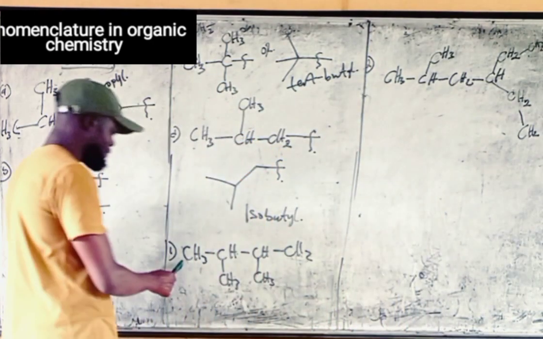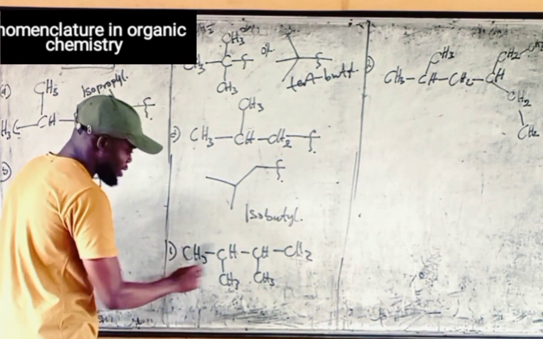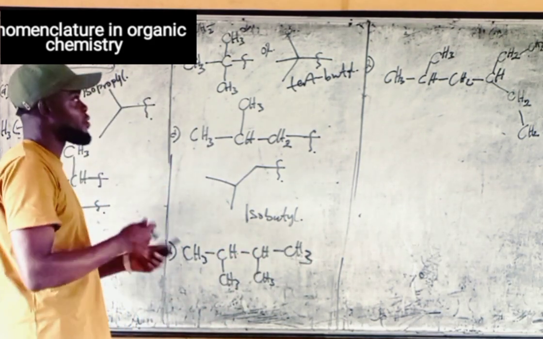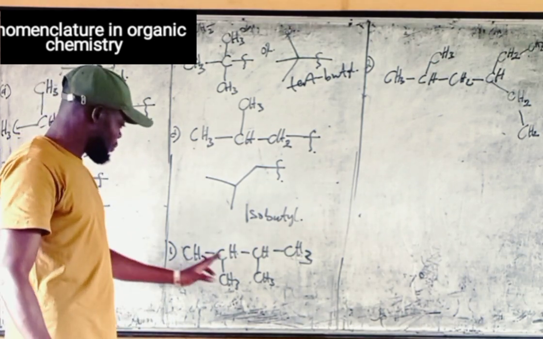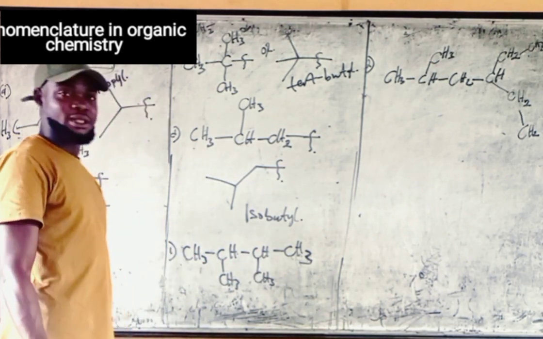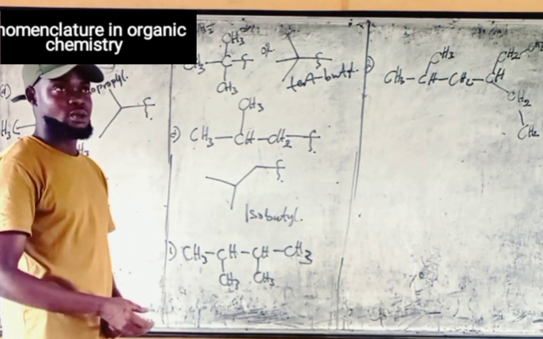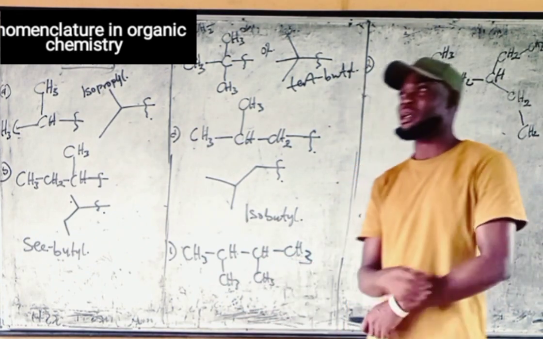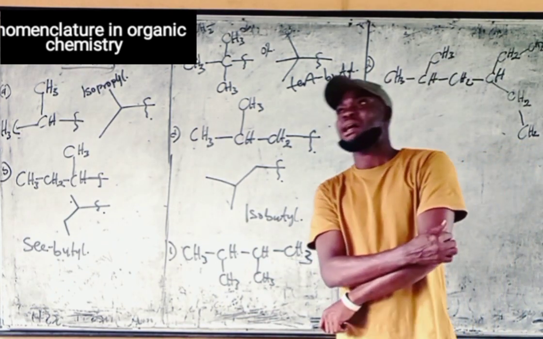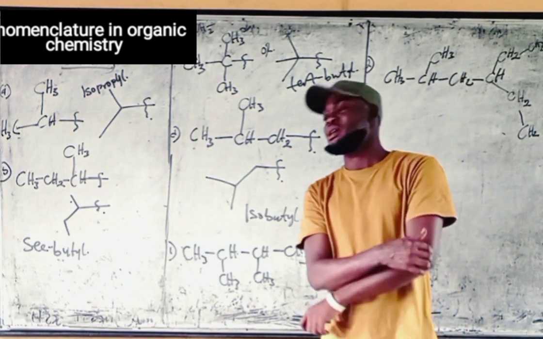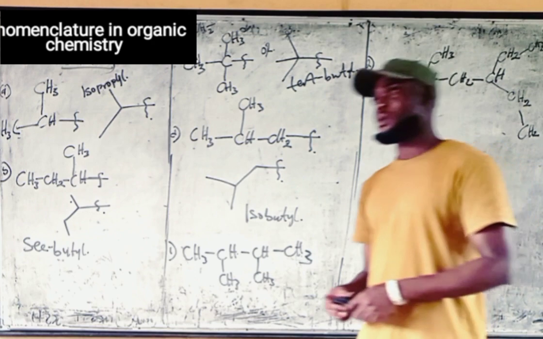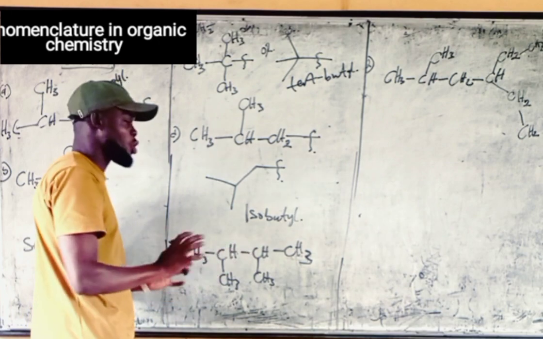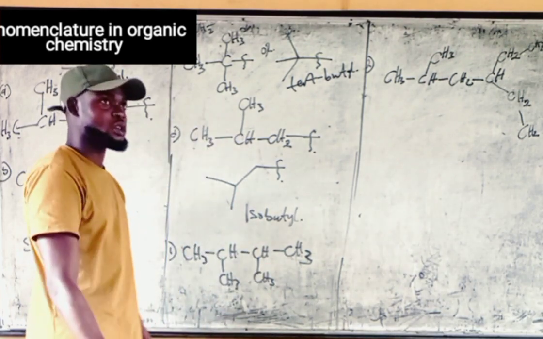Then you count. Let's count 1, 2, 3, 4. You count from one end to another, starting from CH3. That's how you do it. 4 is the longest chain, and 4 in the alkane series, since there's no double bond between the carbon atoms, is alkane. So 4 in the alkane series is called butane. So the name of this compound, with 1, 2, 3, 4 as the longest chain, we call butane.